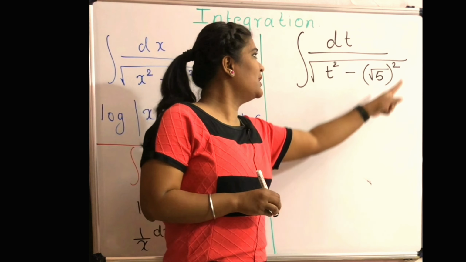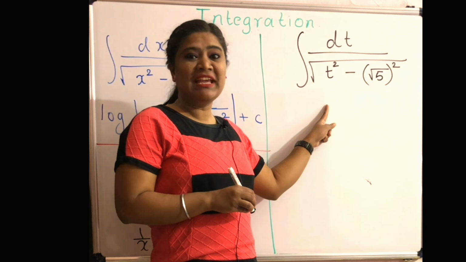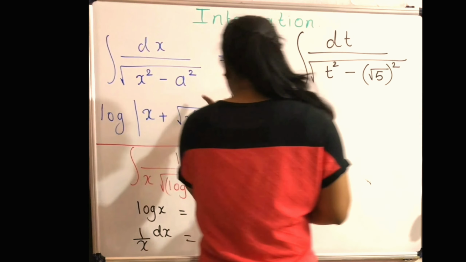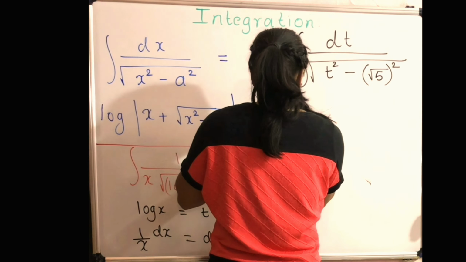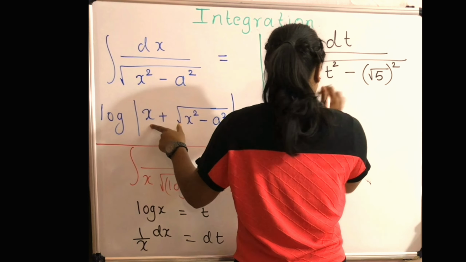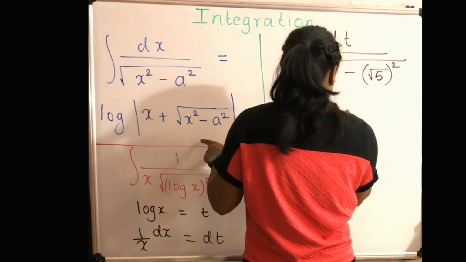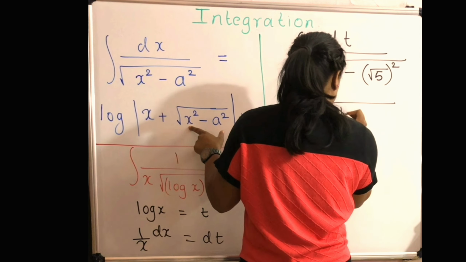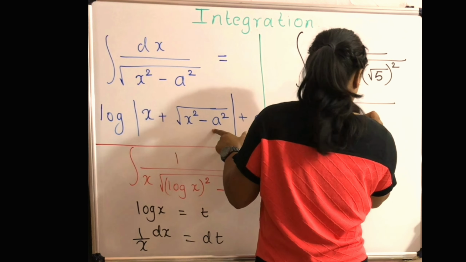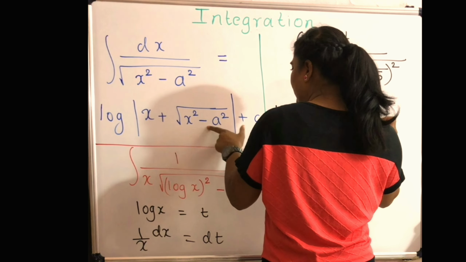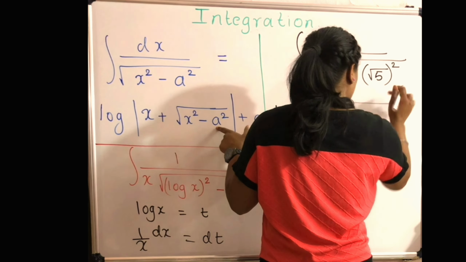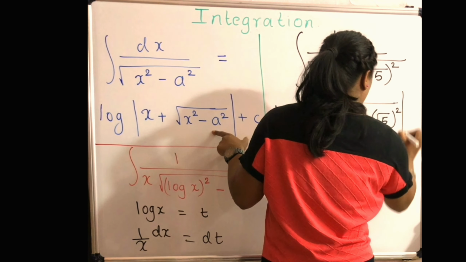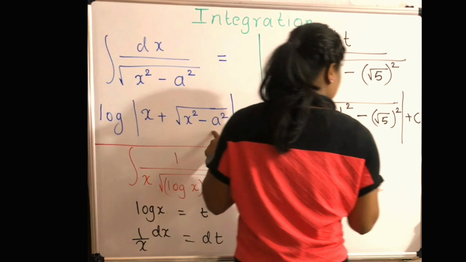Now this integration is in standard form. We can apply this formula here. Log mod, here we will write t, plus under root, here in place of x square we will write t square, minus in place of a square we will write root 5 whole square, mod plus c.